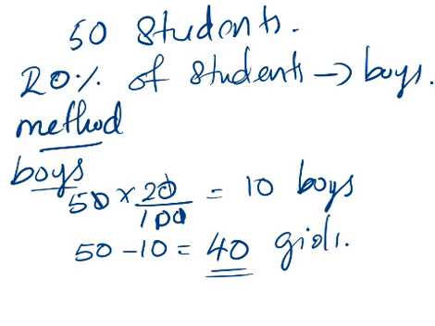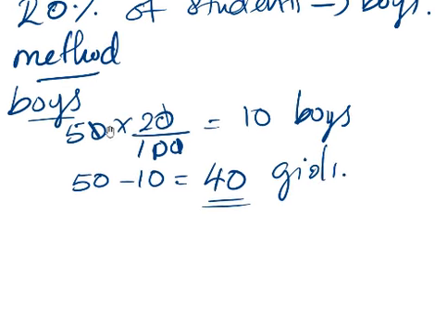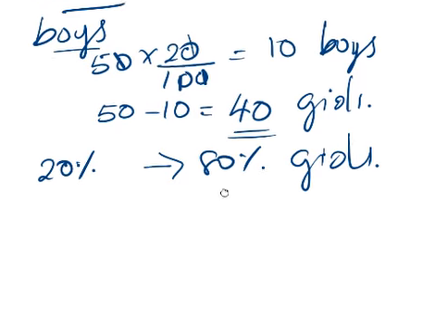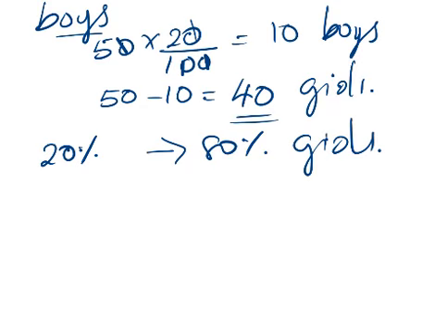Okay, then the second method. 20 percentage is boys means 80 percentage is girls, because the total number of students means it's 100 percentage. So 20% boys means 80 percentage girls are in your class. So how can you find 80 percentage of 50?